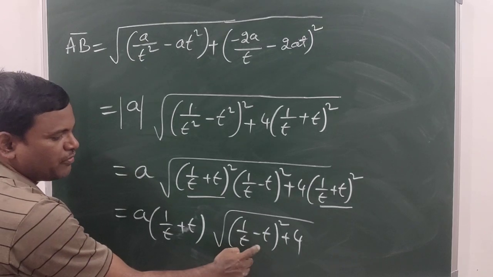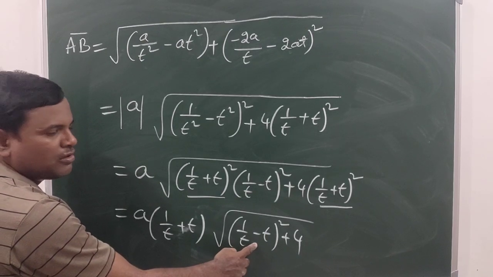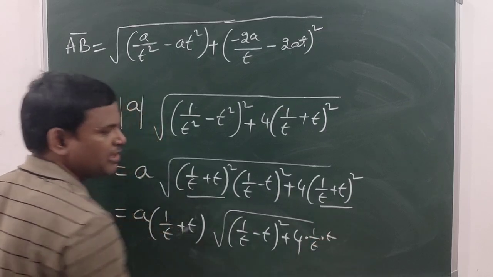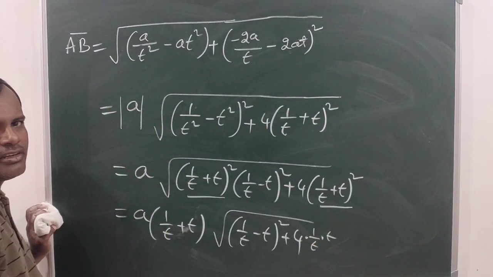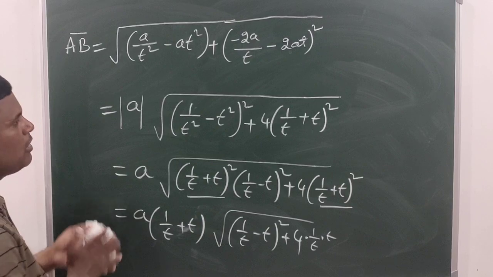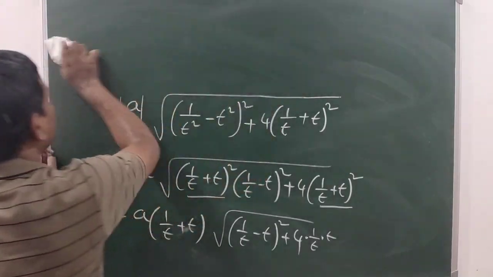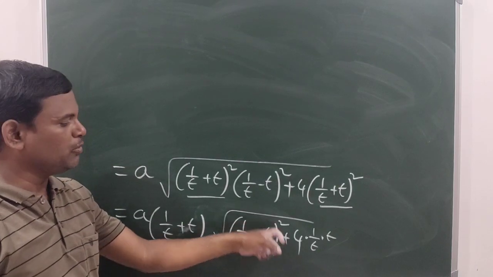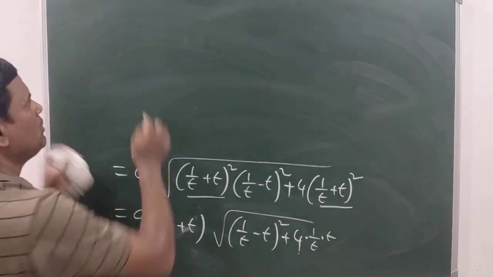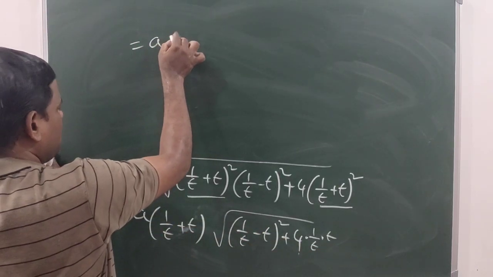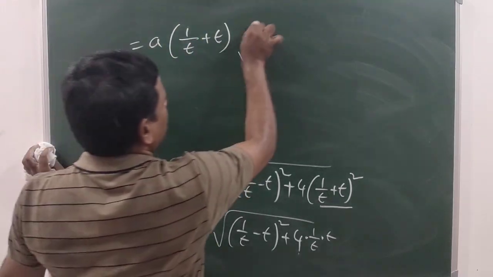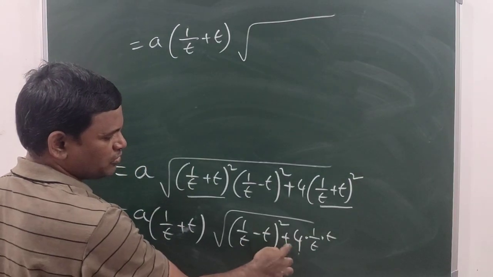Okay, here observe carefully. Here I want to write 1 by T in the numerator. Can we write? So in the next step what I am going to do? Can you guess? See here, it is looking like A minus B whole square plus 4AB. So hence that can be written as A plus B whole square.